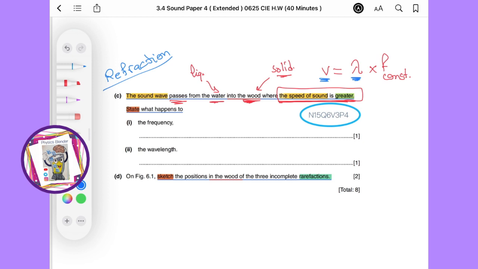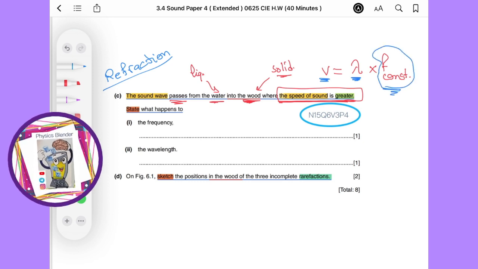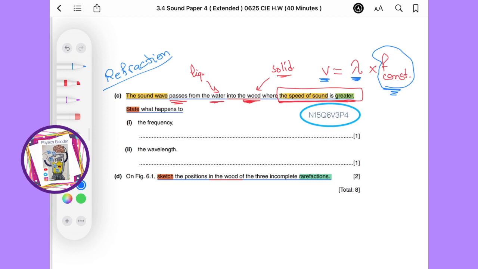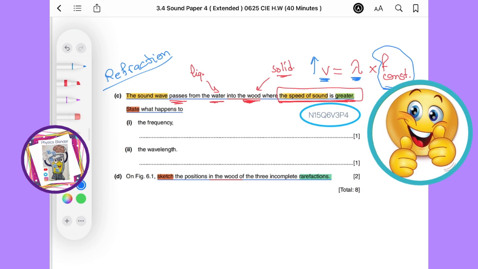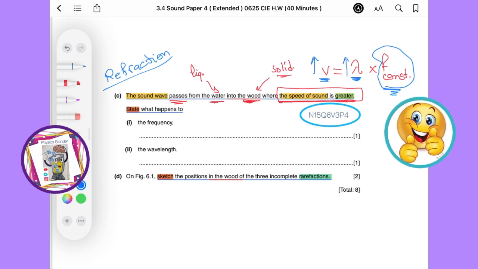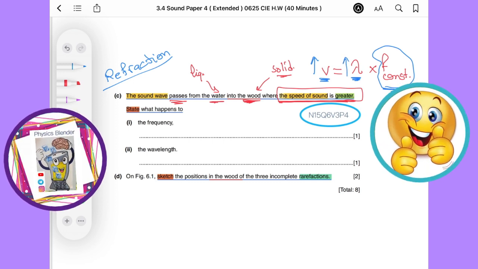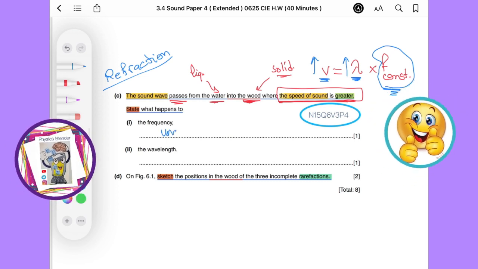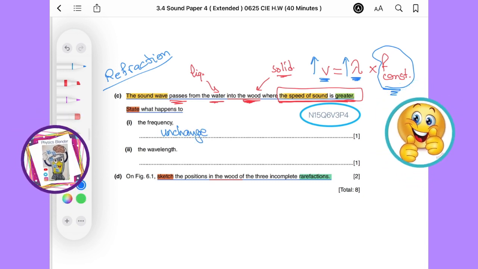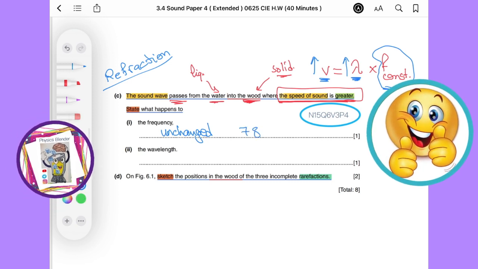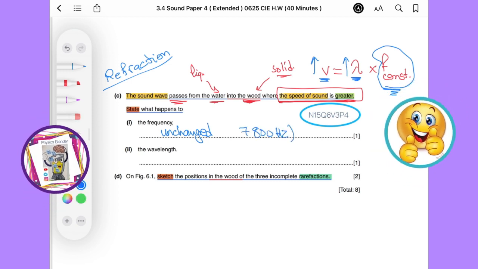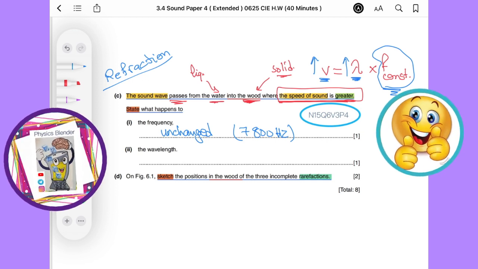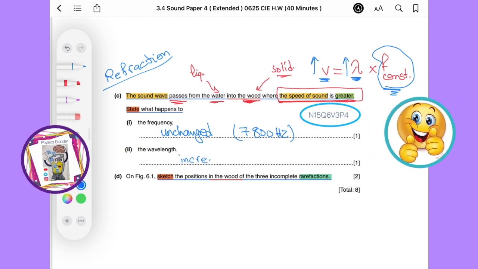During refraction, the frequency will be kept constant. The speed increases. So what happens to the wavelength? The wavelength accordingly increases. They are directly proportional when the frequency is constant. So the frequency is unchanged. It will be the same value as mentioned in the question, which is 7800 hertz. The wavelength increases according to the speed.